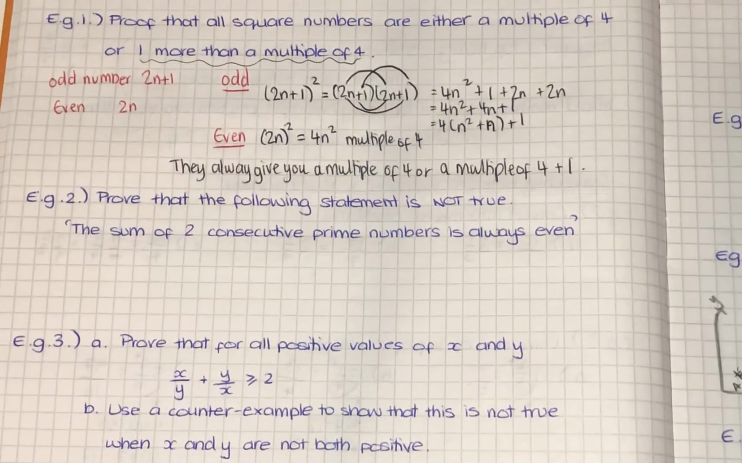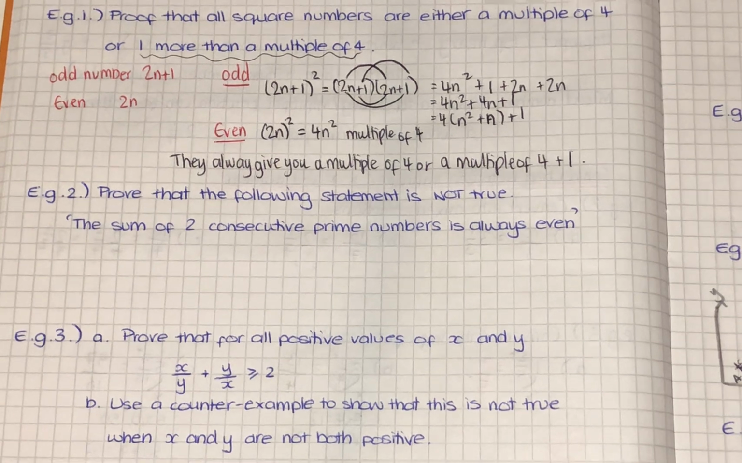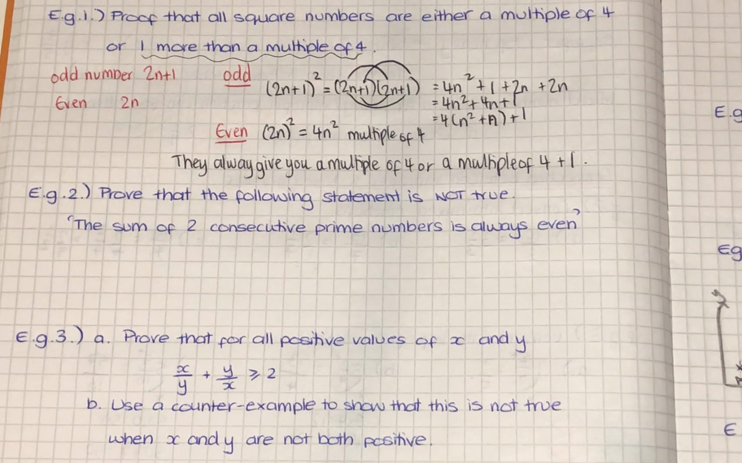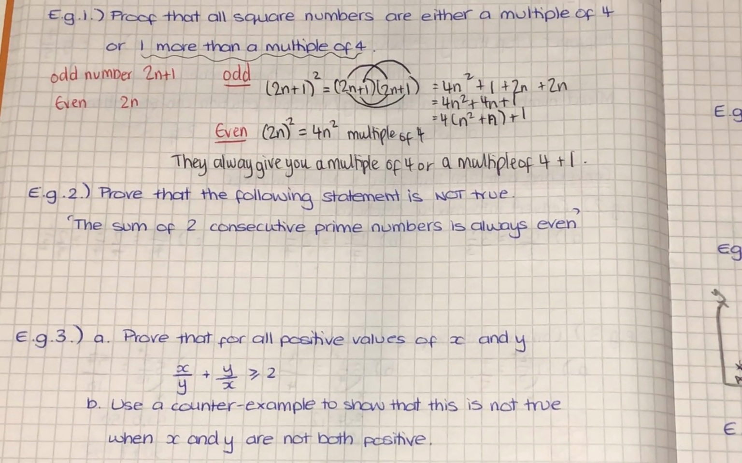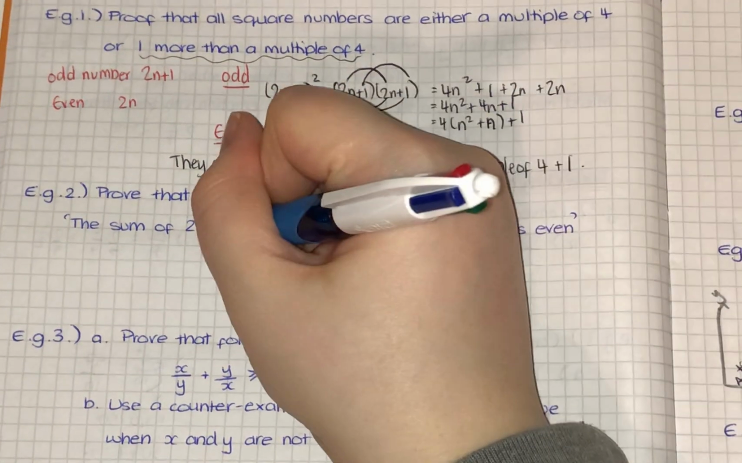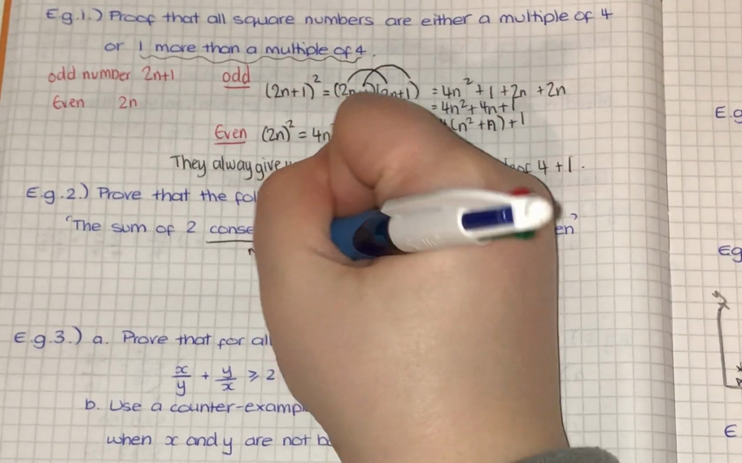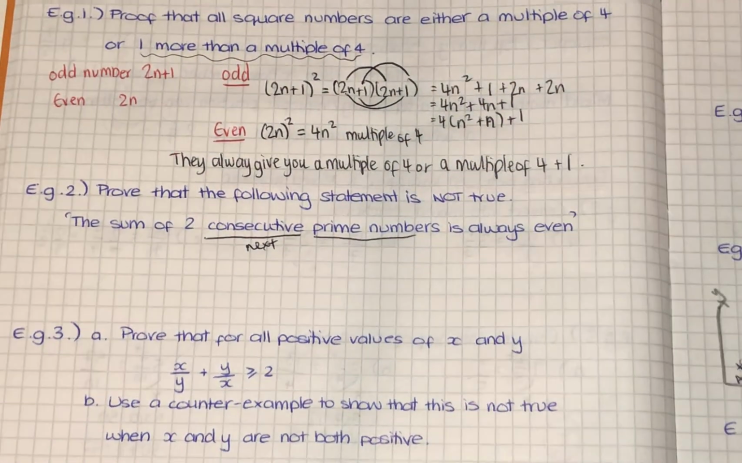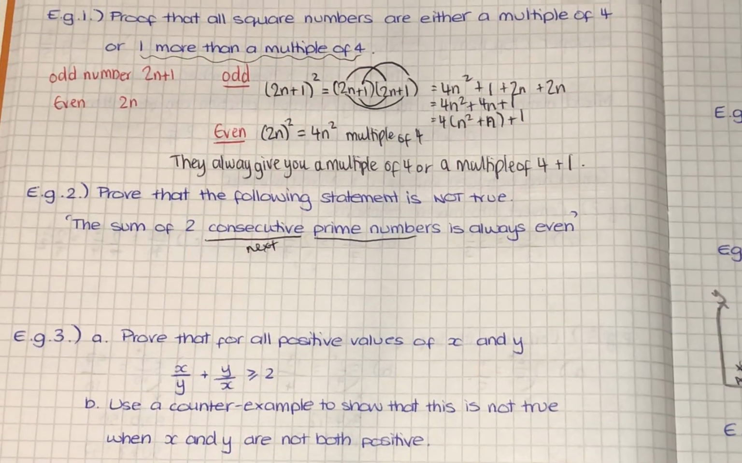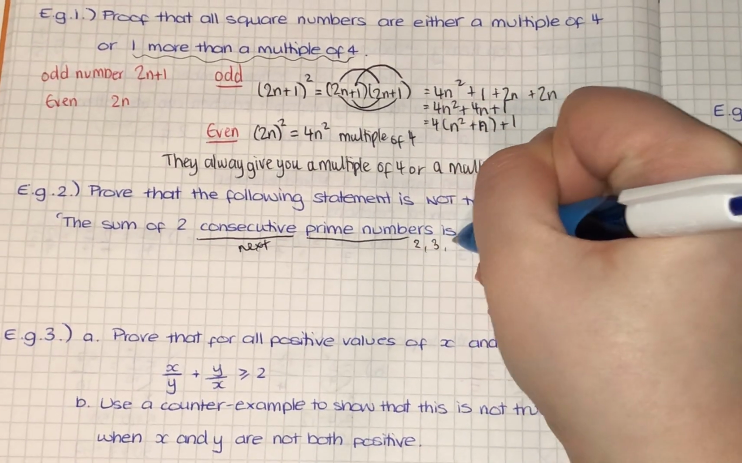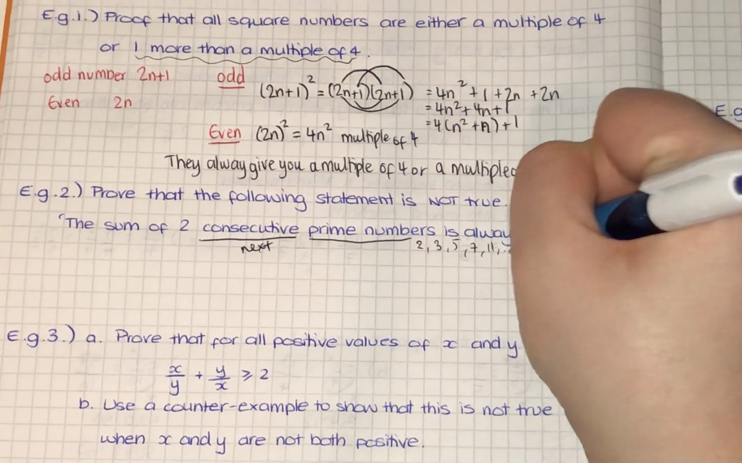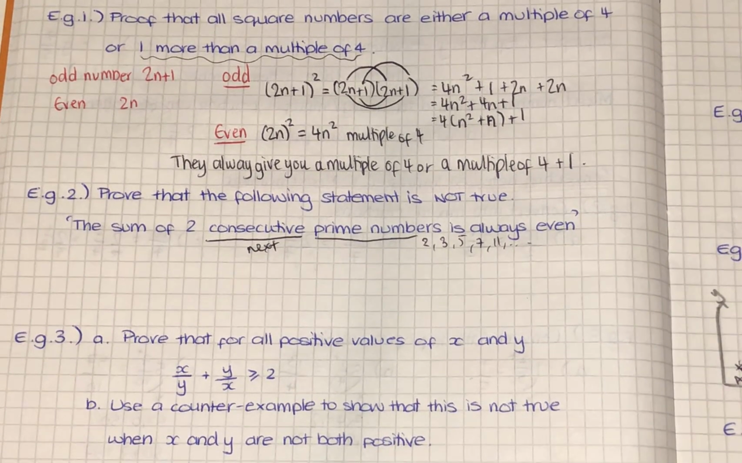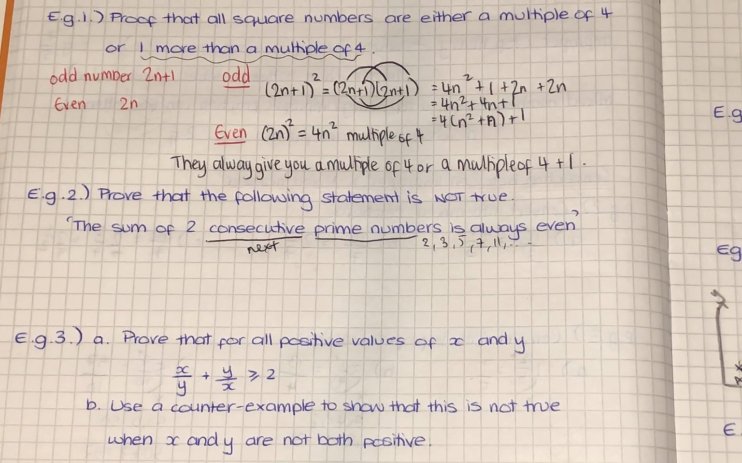Okay, now the next one is sort of just practicing your disproving, okay? So we need to prove that it's not true that the sum of two consecutive prime numbers is always even. So consecutive means next to, so it means two numbers that are next to each other, okay? It's prime, so you've got to remember also your prime numbers, okay? So prime numbers 2, 3, 5, 7, 11 and so on. We need to pick 2, so generally pick the smallest ones just because it makes it easier and see if that's not true. If that one doesn't work, just keep trying another one.